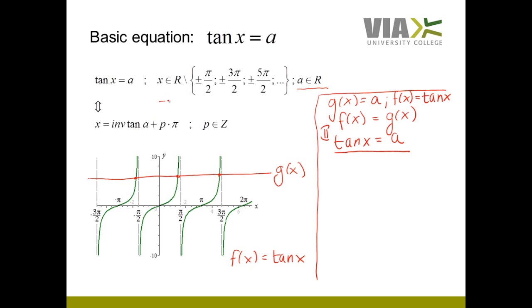The only restriction we see here is the restriction on x due to the definition of tangent, so x is only defined for all the real numbers except plus minus pi over 2, plus minus 3 pi over 2, and so on. So let's see if we can figure out what the solution will be to the basic equation tangent x equals a. I will start by looking into one example, and then we will afterwards look at the general picture.